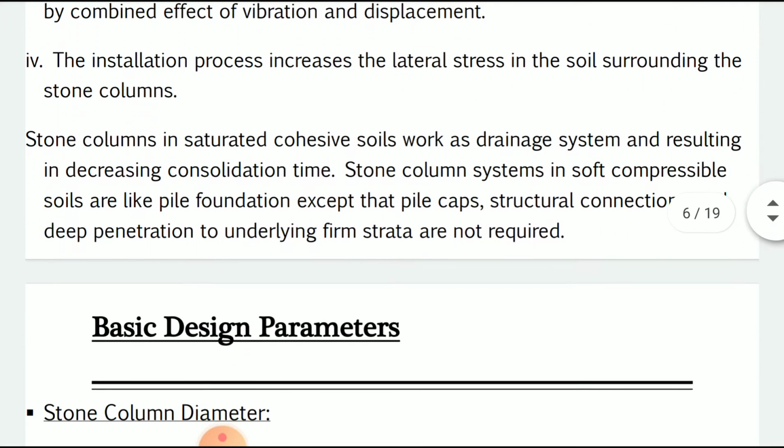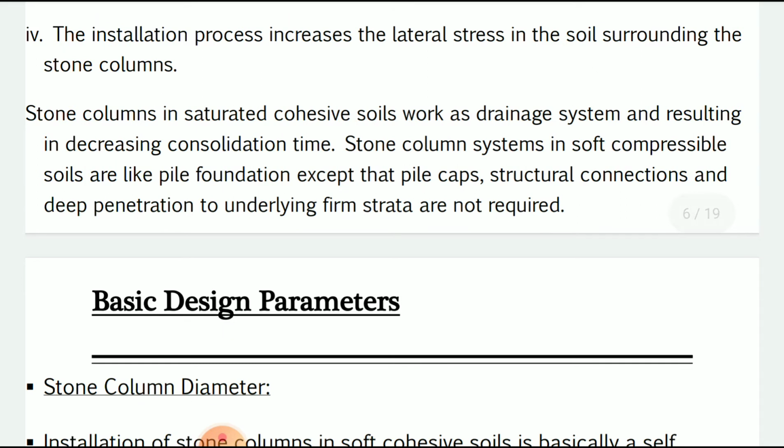Stone columns in a saturated cohesive soil work as a drainage system, resulting in a decrease in consolidation time. A stone column system in soft compressible soils is like a pile foundation, except that pile caps, structural connections, and deep penetration to underlying firm strata are not required. So if you use the stone column technique to improve your ground in a saturated cohesive soil, it works as a pile foundation.